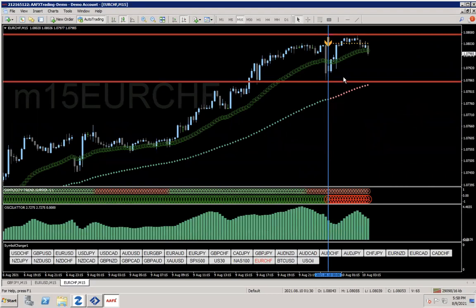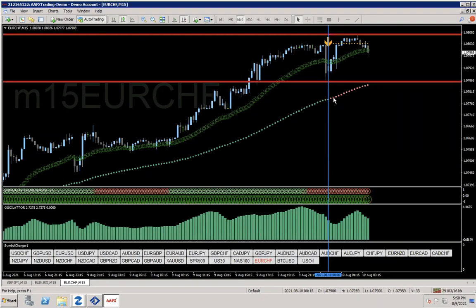So y'all just answer this question for me. Is this a good point to get in a buy, knowing that this is red? Yes or no? Let me see. We got no. Okay, great. Great, correct answer.